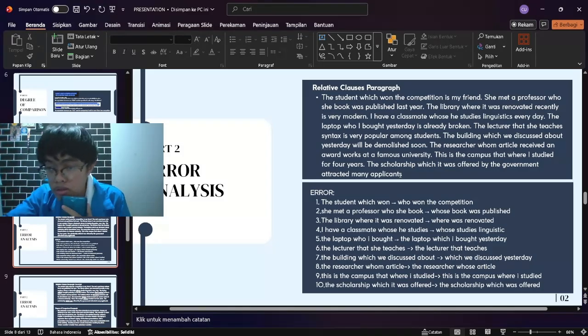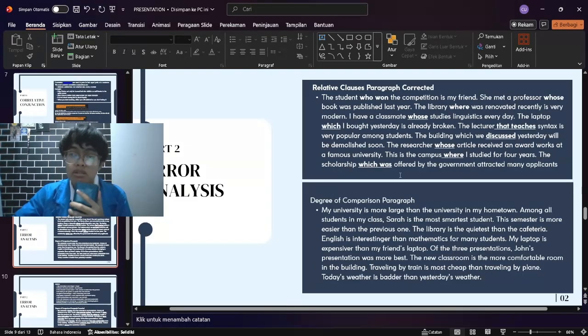So this is the campus, yes, deleted "that". It's just unnecessary to be there. The 10th one is "the scholarship which it was offered", change it to "the scholarship which was offered". Yeah, it's the same as the 9th one.